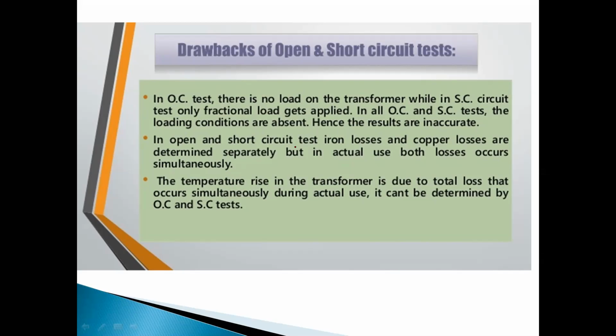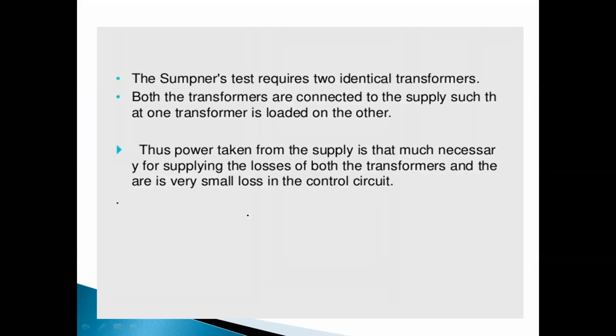So one after another means the losses occur one after another, but under actual loading conditions, the two losses occur at the same time. The temperature rise of the transformer is due to the total loss that occurs simultaneously during actual use. It cannot be determined by the OC and SC tests. Okay. Very important point.